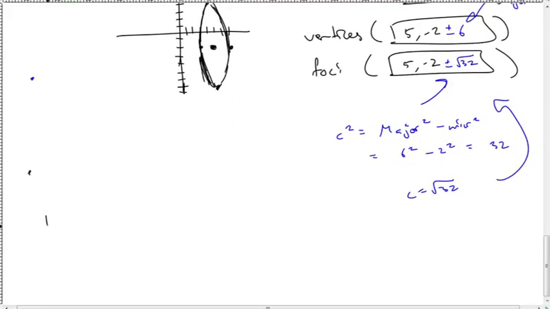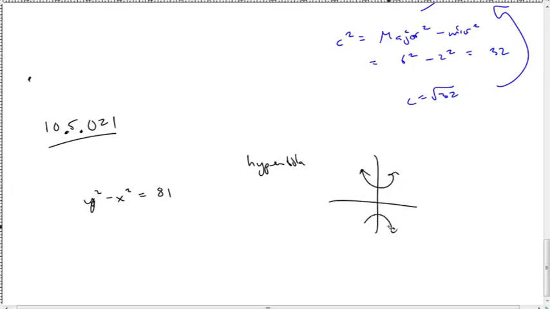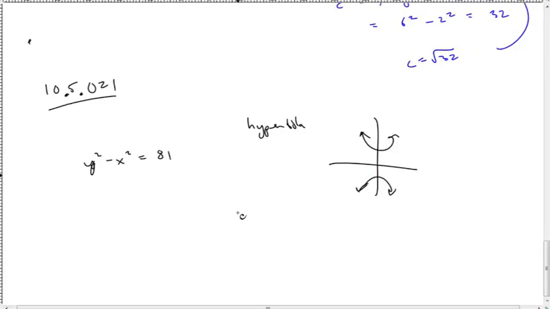Moving on. So 10, 5, 0, 2, 1. I have y squared minus x squared is equal to 81. And they say, go ahead and find the shape and all of its stuff. Well, this is a hyperbola for sure. If you notice that we got a positive here and a negative there. So when you have them alternating, it's going to be a hyperbola. What does that shape look like? Something kind of like this. I'm not exactly sure what it's going to look like, but two separate, they're not parabolas, but it looks kind of like them if at a close distance.